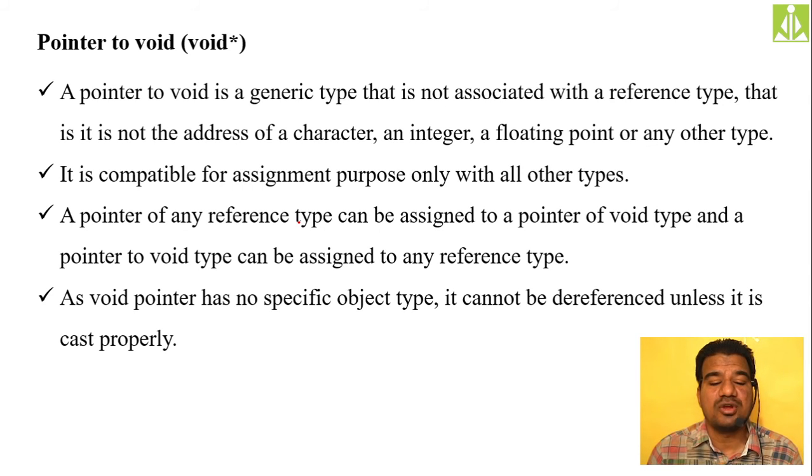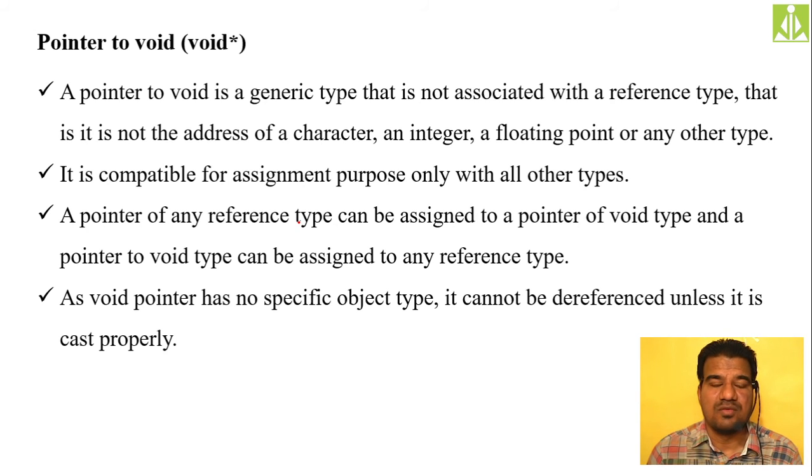A pointer of any reference type can be assigned to a pointer of void type. So you can assign any type of address to this void type of pointer. And a pointer to void type can be assigned to any reference type. A void pointer has no specific object type. It cannot be dereferenced unless it is cast properly. So as you don't know what type of address you stored inside a pointer, when you dereference it, you have to cast it.